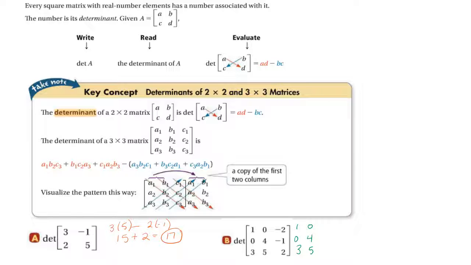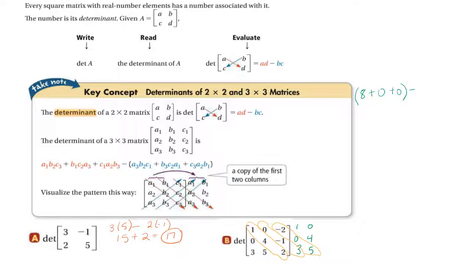Then I'm going to multiply the main diagonal and then the two diagonals next to it. All those are going to give me the sum for the first part. So for the first part, I have 1 times 4 times 2, which is an 8. Added to 0 times negative 1 times 3, which is just 0. Added to negative 2 times 0 times 5, which is also a 0.